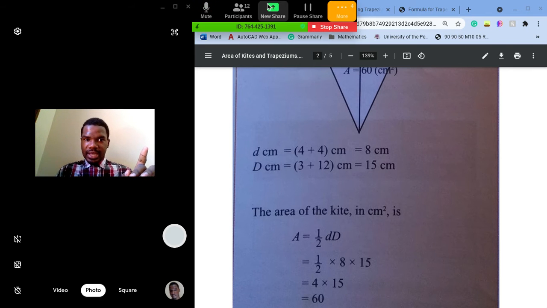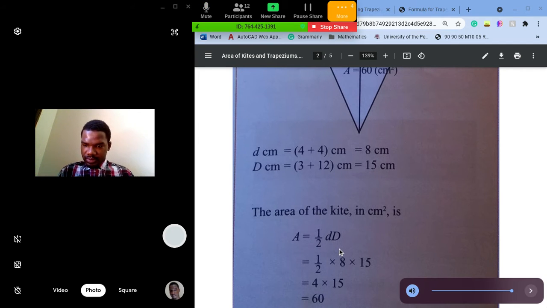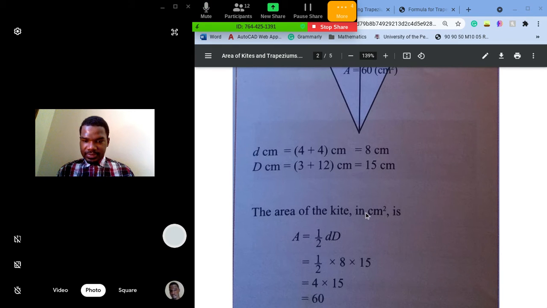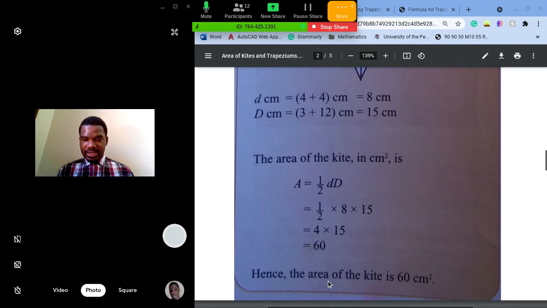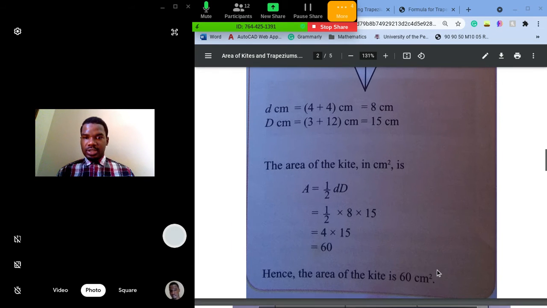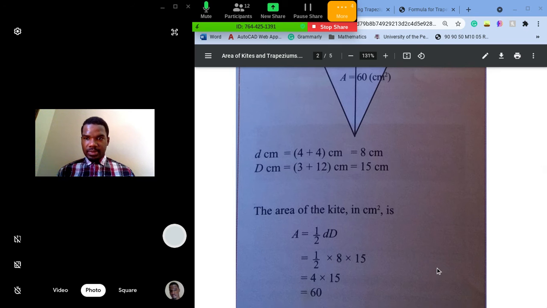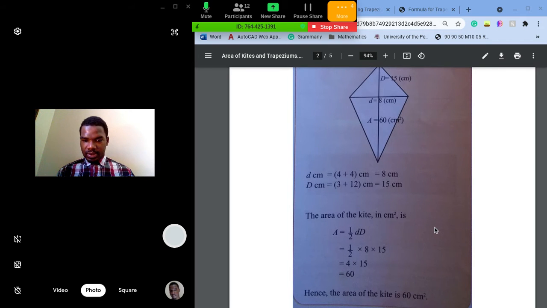Let me ask Aliana, are we finished with the question? What are we forgetting? The question says find the area of the kite in what? Centimeters squared. So you must put, hence the area of the kite is 60 centimeters squared. I'm going to give you 1 minute to finish writing this. Let me just zoom out for you. There you go. That's how a typical question of finding the area would be.